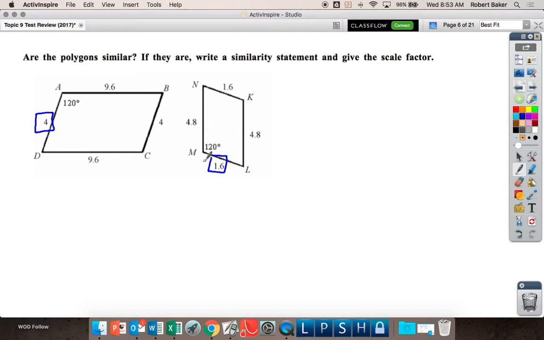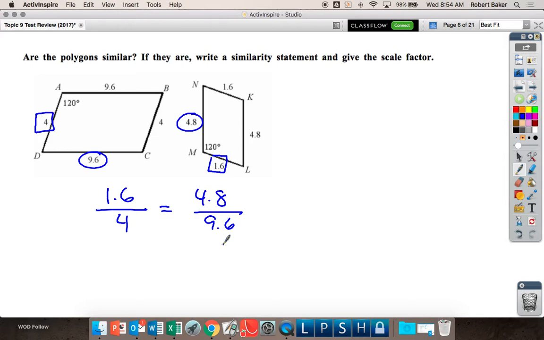So if we want to describe our scale factor, we can do the new shape over the old shape. That would be an example of what your scale factor is, 1.6 over 4. Now we're trying to check if this proportion is the same as the other side. So we did 1.6 over 4. What's the other side of that polygon? 4.8 over 9.6. Now, do we need to write all 4 proportions?